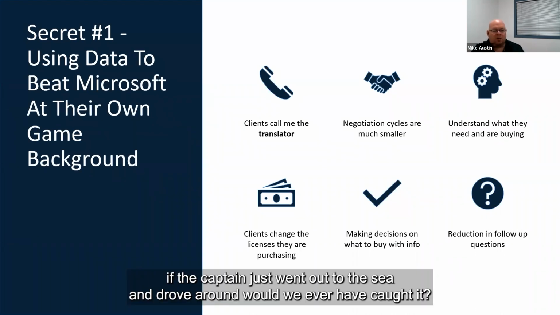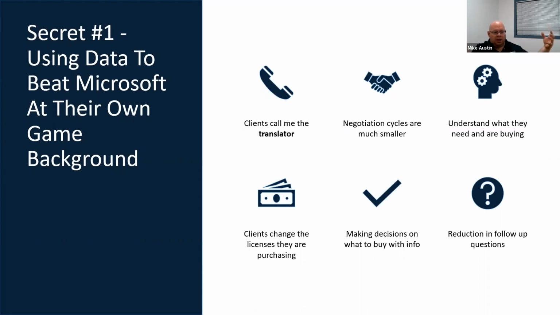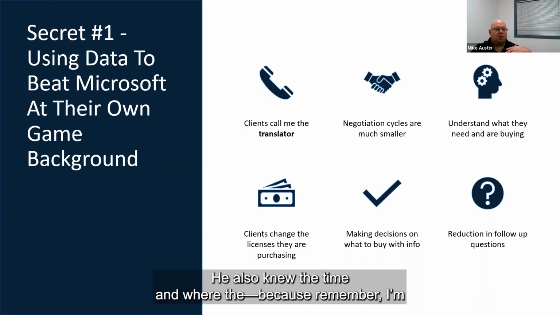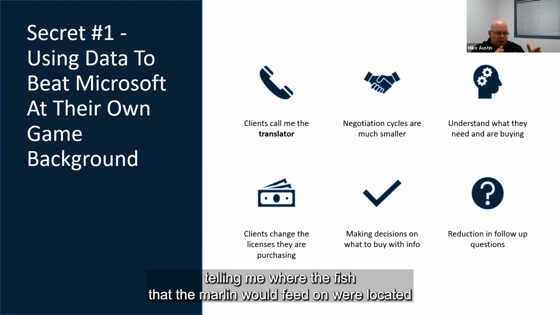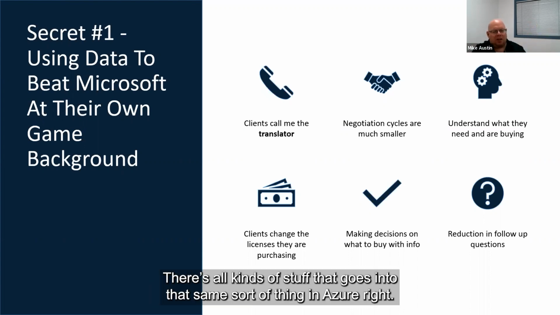If the captain just went out to the sea and drove around, would we ever have caught it? No, he had knowledge of the sea, where those things were. He was using a fish finder or tracker or whatever he was using to get us in an area where it was. He also knew the time and where, because I remember him telling me where the fish that the marlin would feed on were located, or potentially would be, based on currents and water temperature. There's all kinds of stuff that goes into that.